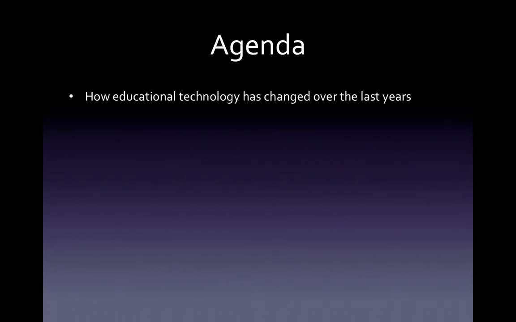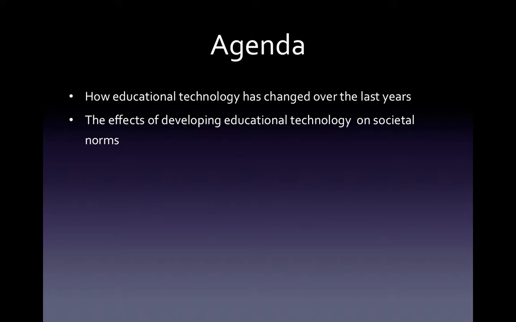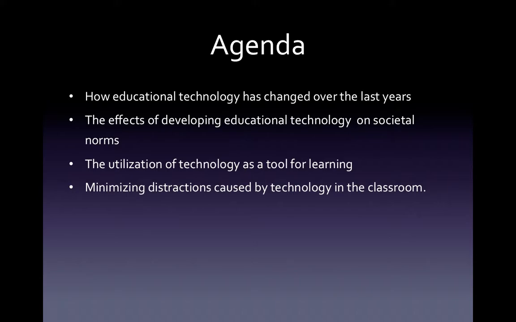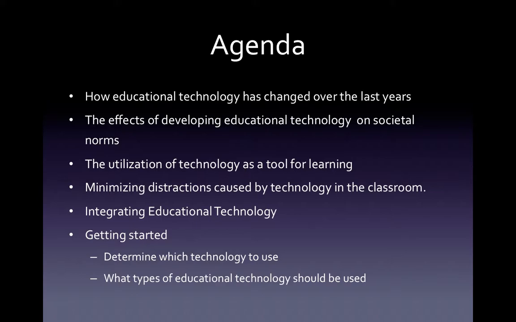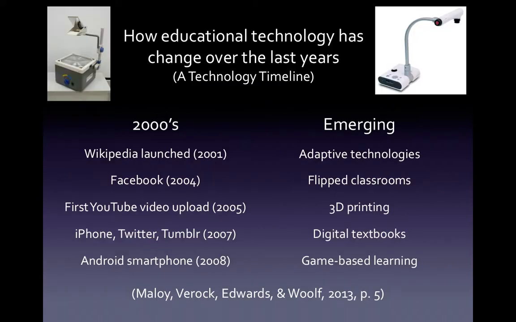Today I'll be discussing how educational technology has changed over the last several years, about 20 years or so, the effects of developing educational technology on societal norms, the utilization of technology as a tool for learning, minimizing distractions caused by technology in the classroom, integrating educational technology into the classroom, and getting started. So how do we determine which technology to use and what types of educational technology should we use, for example, when conducting assessments?